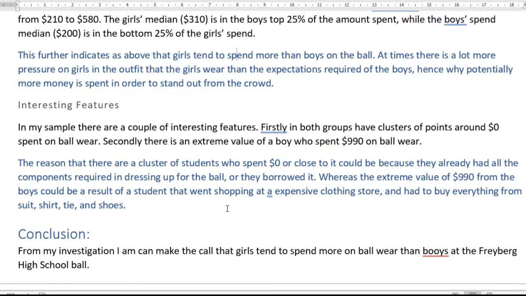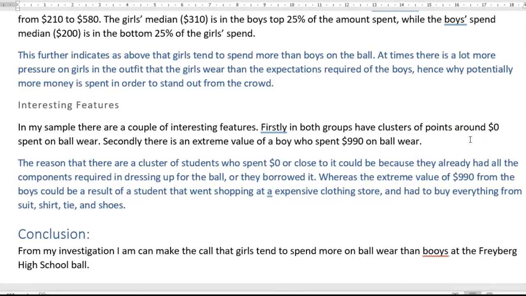Interesting features. So in interesting features, we're looking for groupings or extreme values. So I'm going to give examples of both here. We have a cluster or a grouping around $0 spent on the ball wear, and we also have an extreme value of a boy that spent $990 on ball wear.